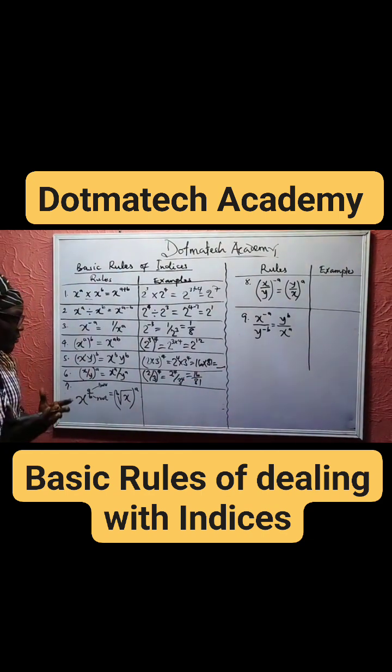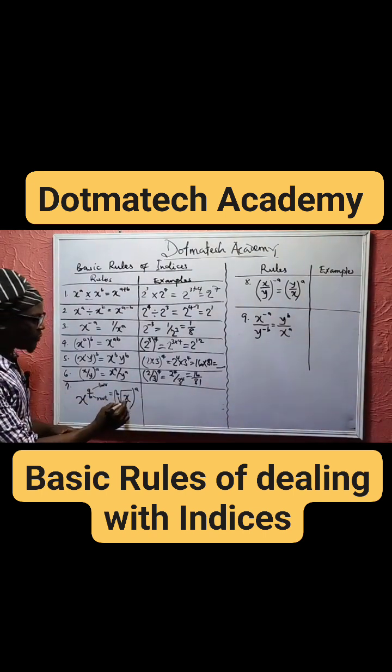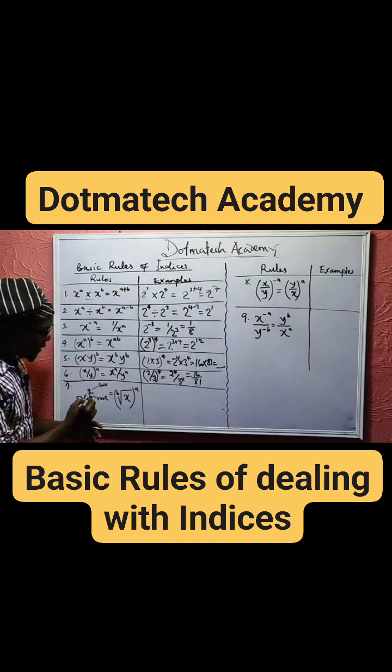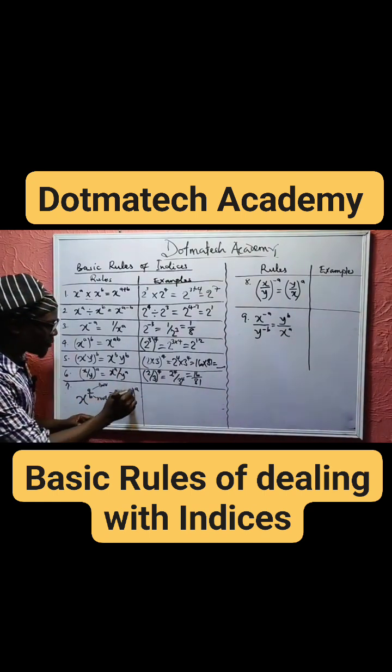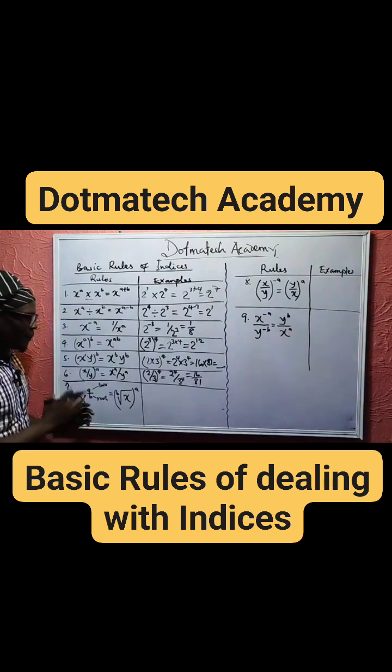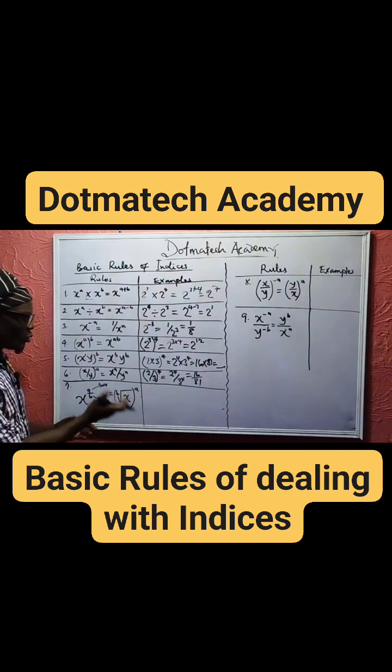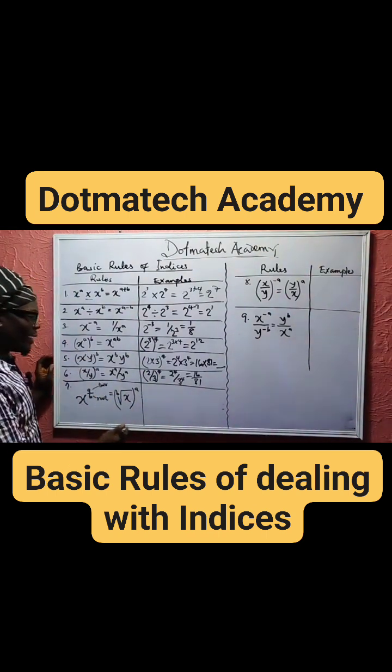The 7th rule is telling us that when x is raised to the power of a fraction, a over b, whatever the a is represents the power, and whatever the b is represents the root. That is, x^(a/b) can now be said to be the b-th root of x, everything raised to the power of a. What does this one mean?